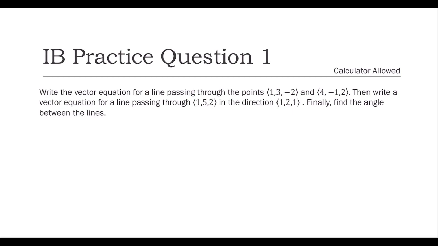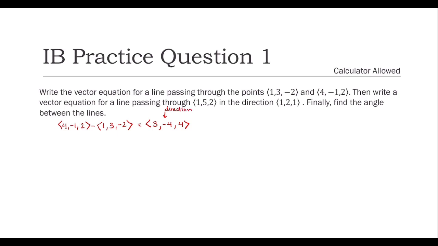So our first line, we're given 2 points. Since we have 2 points, we can find the direction vector by taking your second point minus your first point. So we'll do 4, negative 1, 2, minus 1, 3, negative 2. So that's going to equal 4 minus 1, which is 3, negative 1 minus 3, which is negative 4, and then 2 minus negative 2, which is positive 4. So this will be your direction vector.